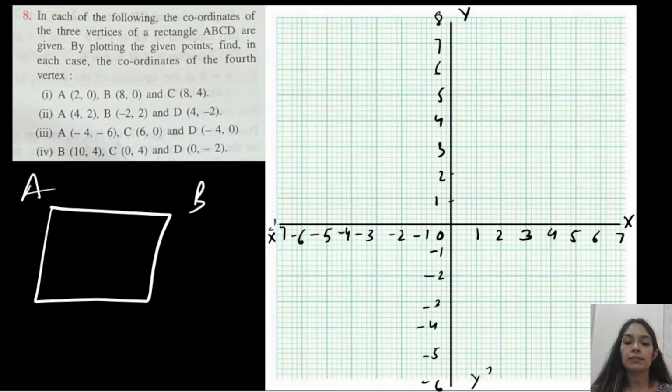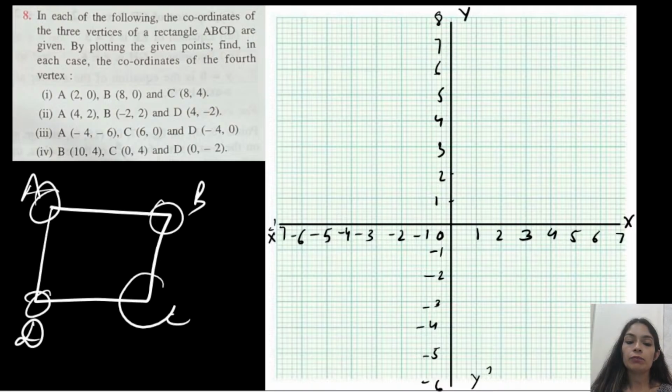So it will be A, B, C, D. Three coordinates are given to us which we have to plot. When we are joining, we have to find out the fourth one. So that is what we have to do in this question.